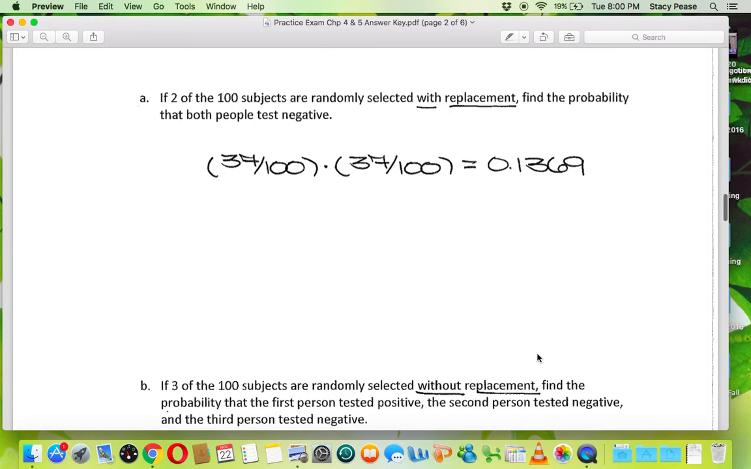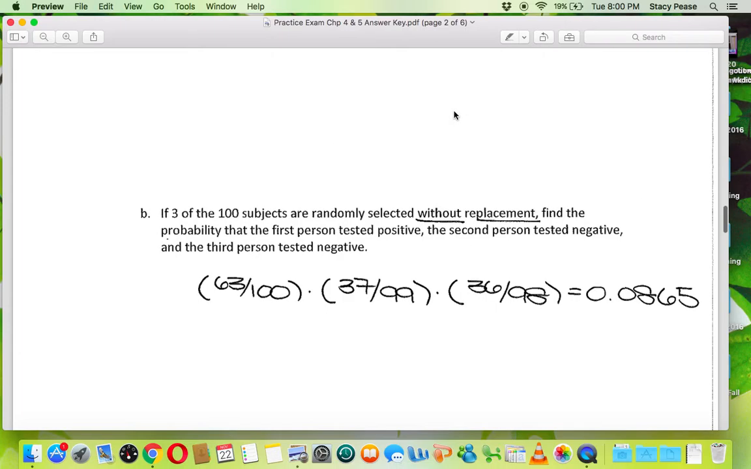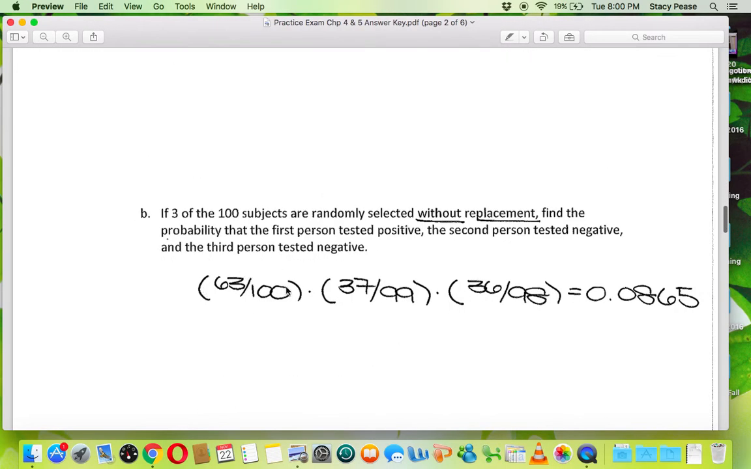Now we're going to have to scroll a little bit here, so I apologize for that in advance, but let's read the question. If 3 of the 100 subjects are randomly selected without replacement, find the probability that the first person tested positive, the second person tested negative, and the third person tested negative. Okay, so here we're dealing without replacement, meaning that we do need to adjust our totals as we utilize people. So the first person, we want to know that they tested positive. So let's go up to our table, and we'll find that 63 out of 100 people tested positive. So that's going to be person number 1.